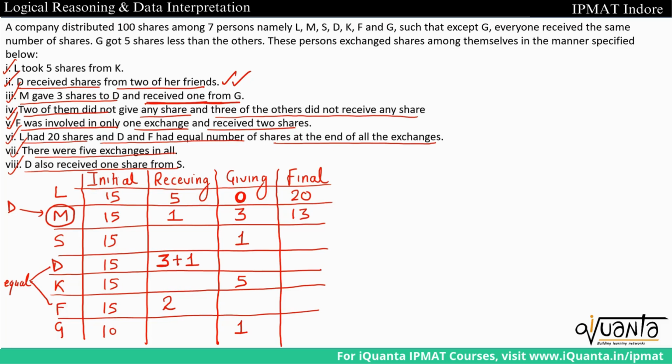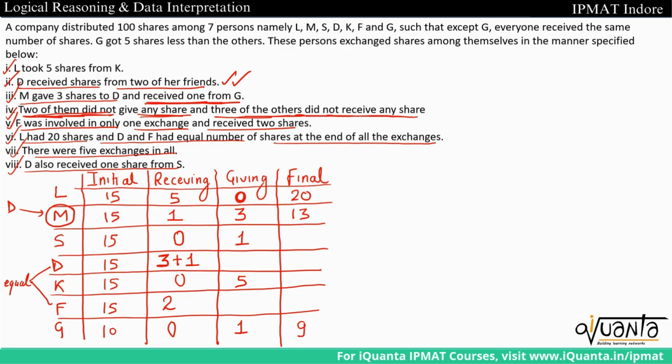So now in the fourth point it was written that 2 of them did not give any share and 3 of the others did not receive any share. So L is receiving, M is receiving, D is receiving, F is receiving. So we have 3 blank spaces in receiving and 3 people are not receiving any shares. So S will be receiving 0, K will be receiving 0 and G will be receiving 0. So now we have complete data for G. G had 10 initially, he gave 1, so he'll be having 9 finally.